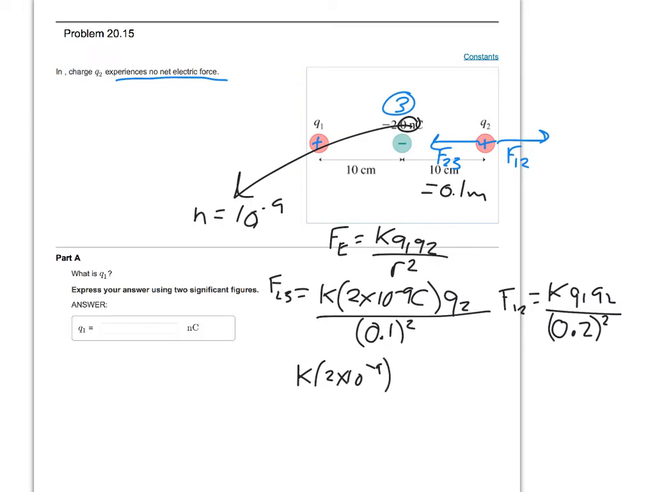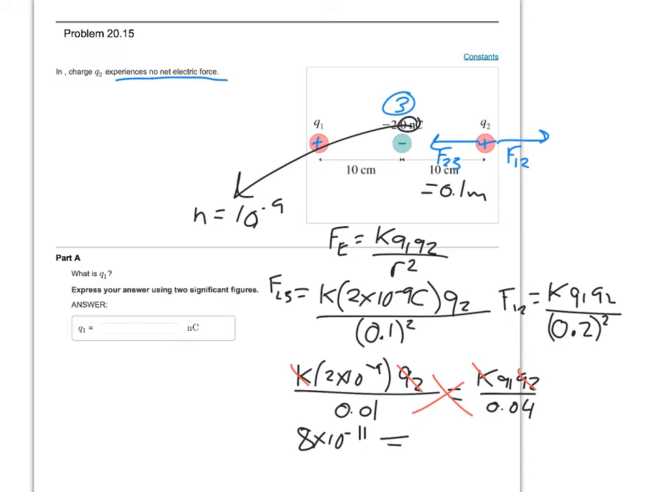I could do a little bit of math and simplify some of this, but a lot of it's going to cancel out, so I'm not going to bother doing that. So we set those two forces equal to each other, and what we see here is that the K's cancel out, even though I could have subbed in for K. The Q2's cancel out, and from there I'm just going to cross multiply what is left, and so I'm going to get 0.4 times this 2 times 10 to the negative ninth, which gives me 8 times 10 to the negative 11th, is equal to 0.01 times Q1.